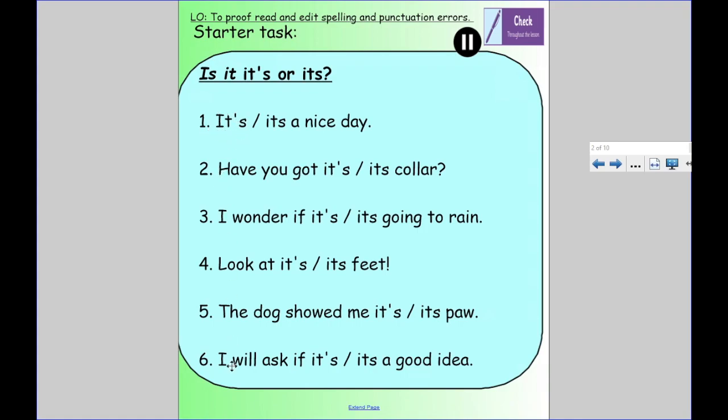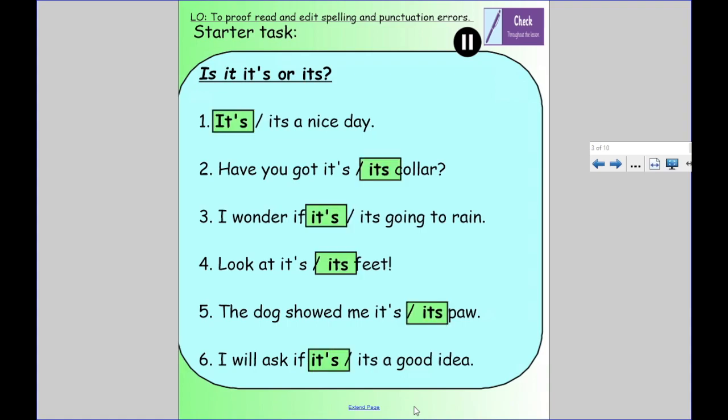Have a go at sentences 2 to 6. Pause the video here, remember to join me back here afterwards for the answers. Welcome back. How did you get on? Let's take a look at the answers. Pause the video here and mark what you've got at home.